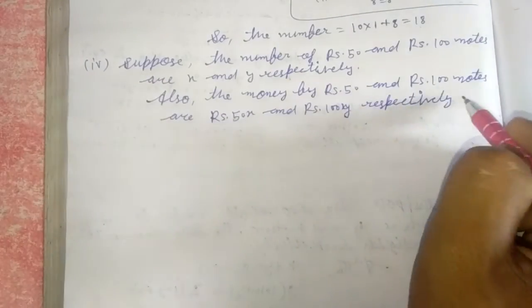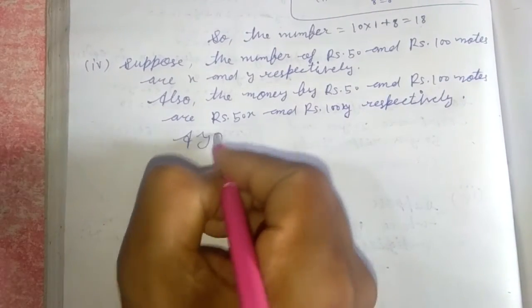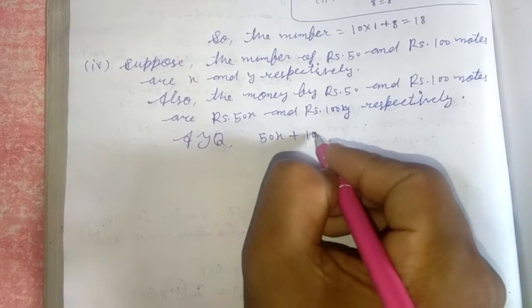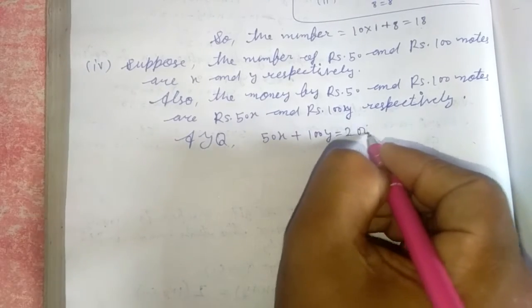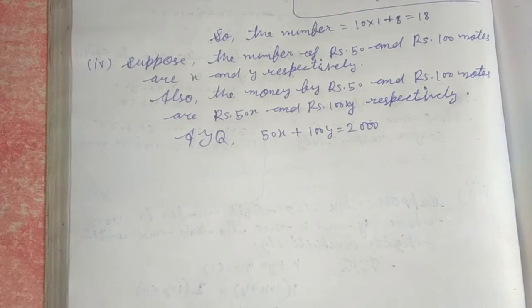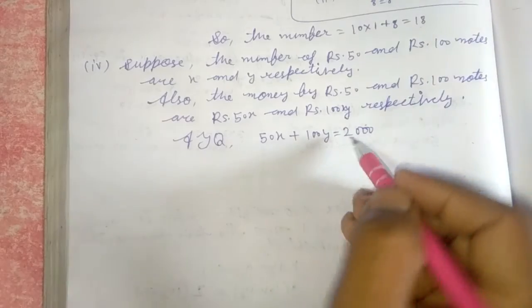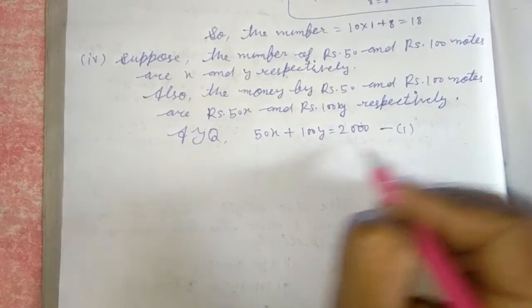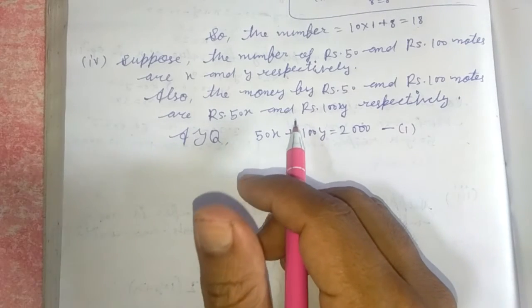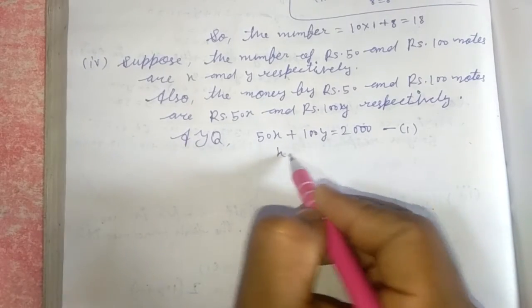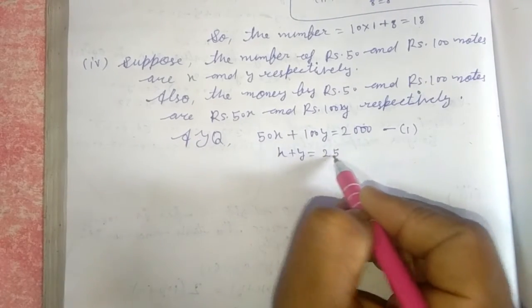Okay, so now according to the question, 50x plus 100y is equal to 2000. The first condition is that the total money withdrawn by Meena is 2000. Therefore, 50x plus 100y is equal to 2000. It is the first equation. And also in the second condition, the total number of notes is 25, which means x plus y is equal to 25.